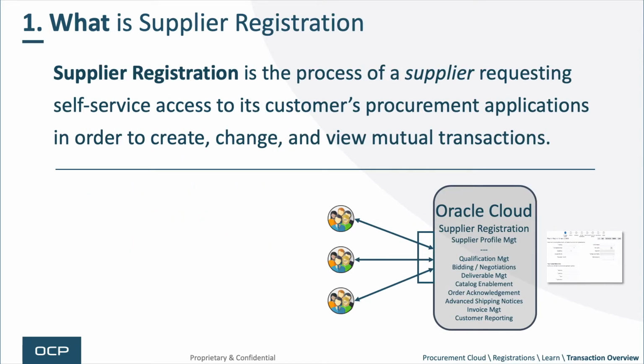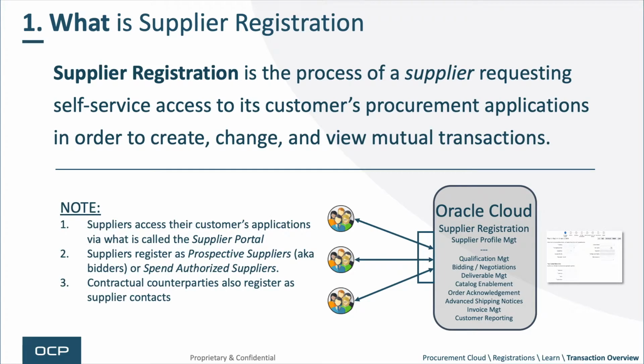Okay, what is supplier registration? Supplier registration is the process of a supplier requesting self-service access to its customers' procurement applications in order to create, change, and view mutual transactions. You see a graphic expressing that on the bottom, and then a very small picture of the external supplier registration page, but we'll see a bigger picture in a little bit.